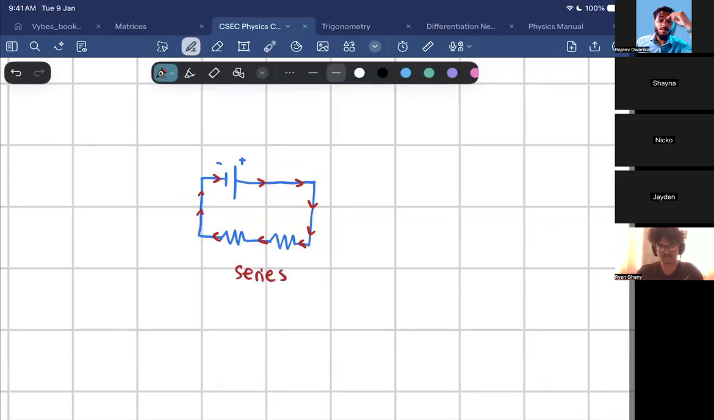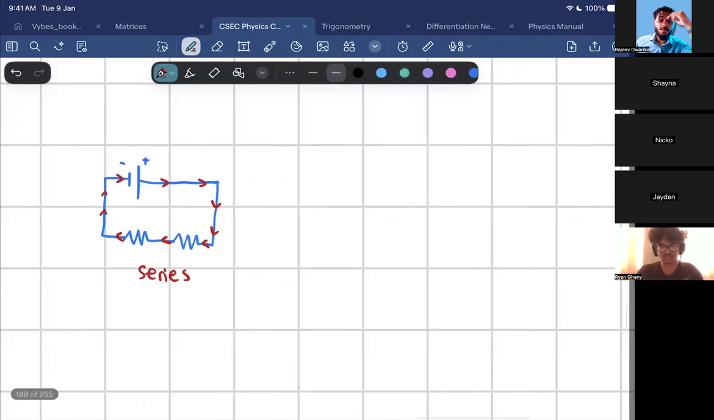So I'll say it again, Jaden. Why is that a series circuit? The current is flowing in one direction. Right, so the current never splits. The same current goes through R1 and goes through R2, the resistors. Ryan, I have a question for you. I want you to tell me if this is a series circuit.